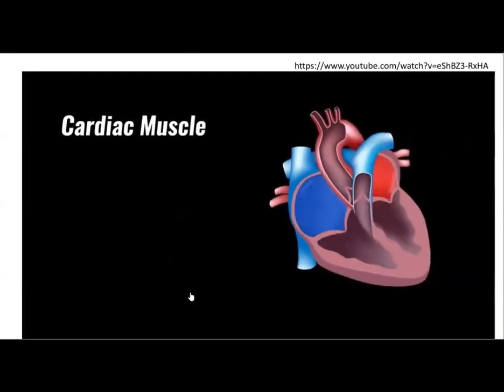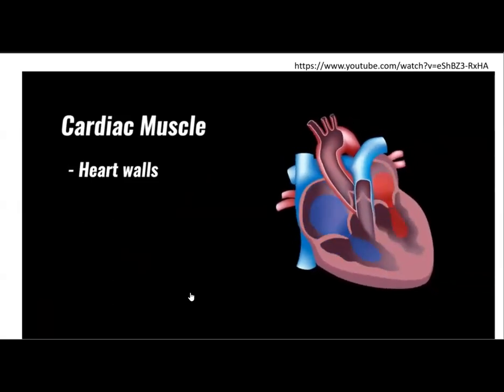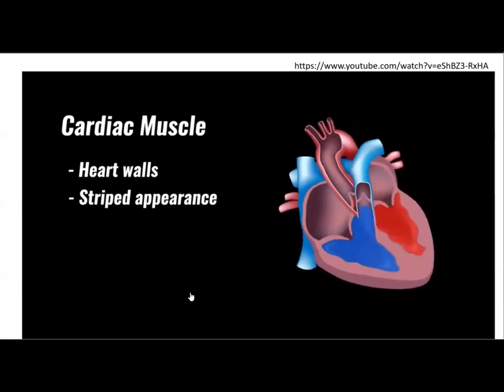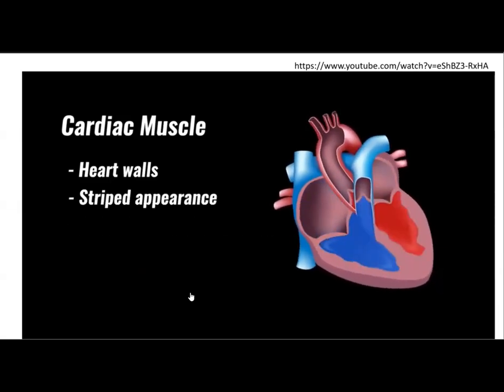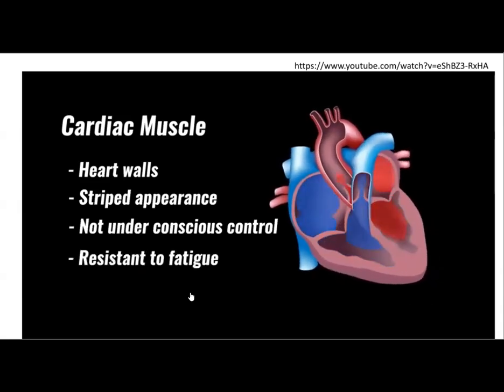Cardiac muscle is found solely in the walls of the heart. It has similarities with skeletal muscles in that it has a striped appearance, and with smooth muscles in that its contractions are not under conscious control. Cardiac muscle is highly specialized and resistant to fatigue. This is due to the presence of a large number of mitochondria, myoglobin, and a good blood supply. For more information or to test yourself with our interactive quizzes, visit teachpe.com.